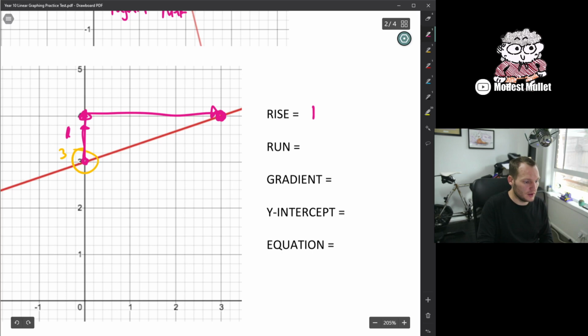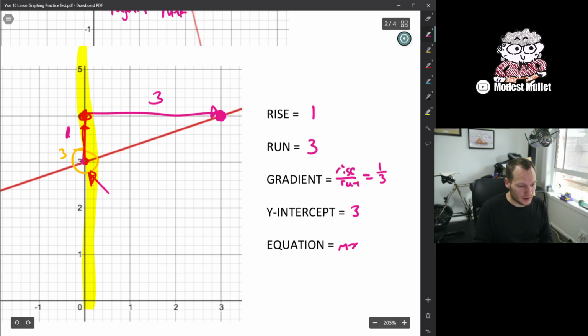How far across did I need to go? Well, I had to go across 3, so my run is 3. Gradient is equal to rise over run, which is equal to 1 on 3. My y-intercept I can see. It's where I cross the y-axis. And what's the number there? The number there is 3. So my equation again is y equals mx plus c. Put in my m, which is 1 over 3, x, put in my c, which is 3. And that's how we get the equation of the line.